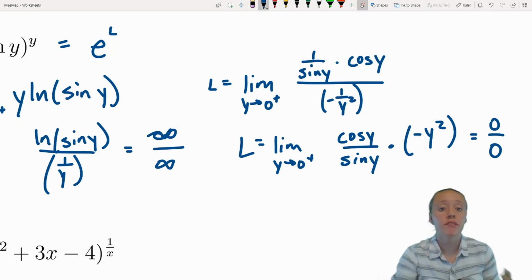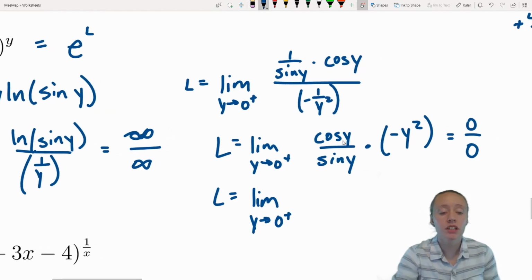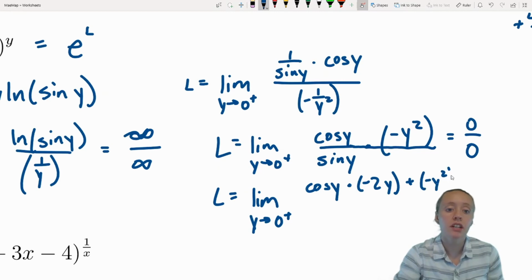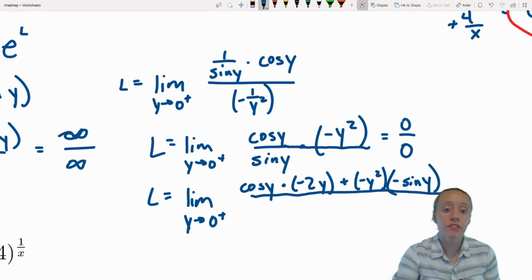We're going to have to take the derivative of the numerator and put that over the derivative of the denominator. So now I'm going to have that L is equal to the limit as y approaches 0 of, what's the derivative of cosine of y times negative y squared? That's going to be a little bit of the product rule. And I'll just go ahead and extend this out so you can see my numerator. So cosine of y, I'll do first, times the derivative of the second, so that's times a negative 2y, plus second, which is going to be negative y squared, times the derivative of the first. The derivative of cosine is negative sine of y, and that's all over the derivative of sine of y, which becomes cosine of y.